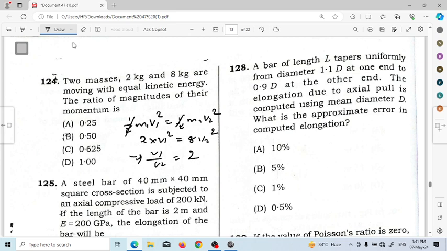Then we have to find their momentum. Momentum ratio is m1 v1 divided by m2 v2. So m1 is 2, m2 is 8, and v1 by v2 is equal to 2. So this is equal to 4 by 8, which is 1 by 2, equal to 0.5. So option B is the correct answer.